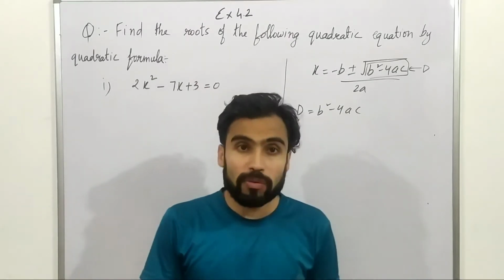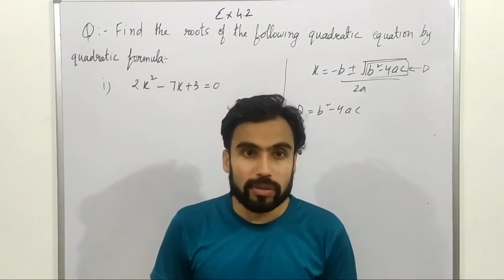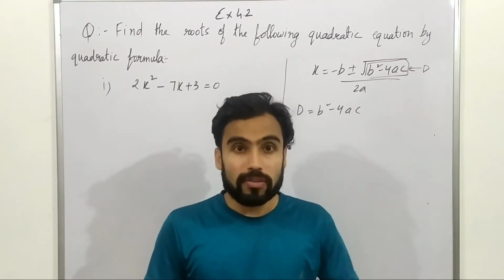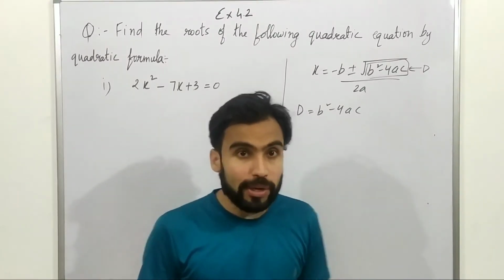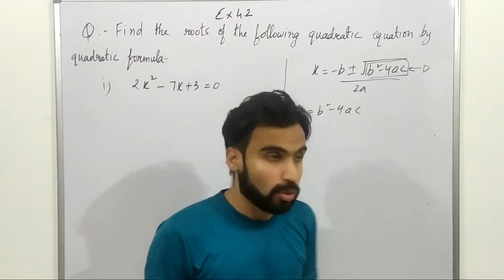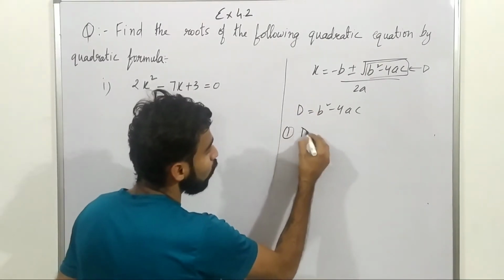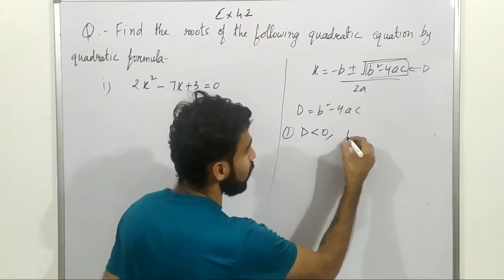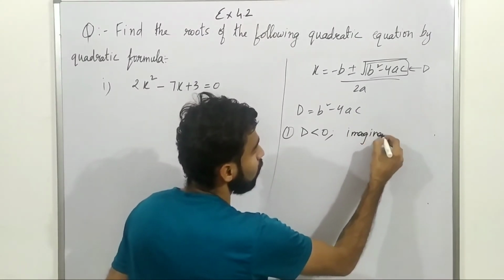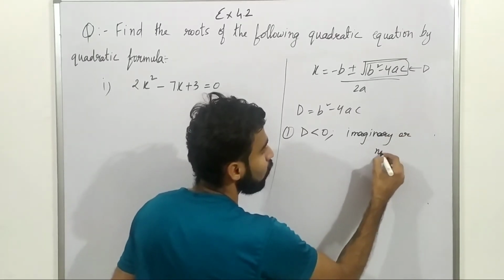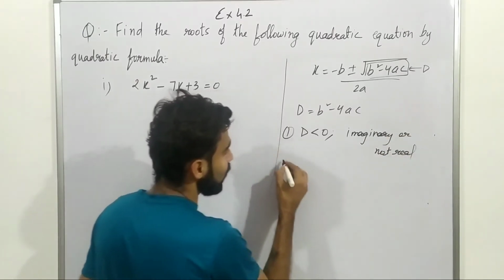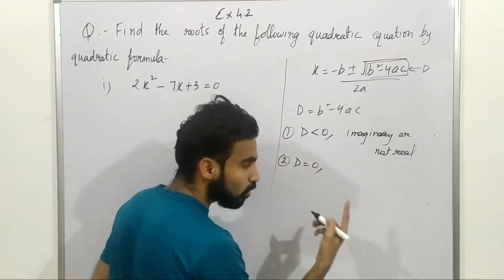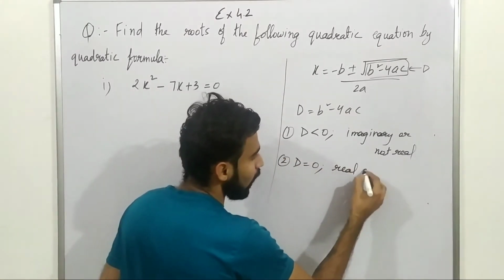Further, before moving to find out the roots of a quadratic equation, first you have to know about the nature of roots here. There are three natures of roots depending on the value of this D. The first case is when the value of D is less than 0, then both the roots of a quadratic equation are going to be imaginary, or you can say not real. The second case is when the value of capital D is equal to 0, then both the roots are going to be real and equal.